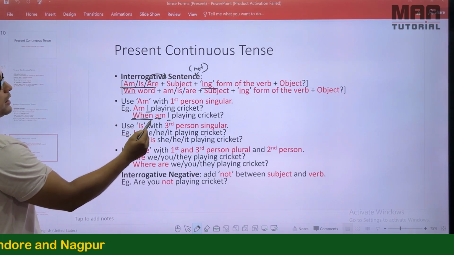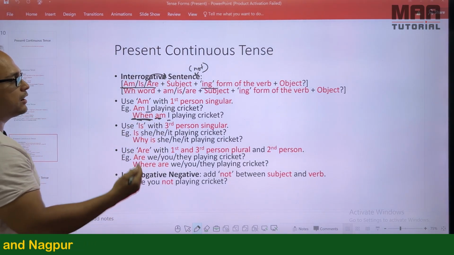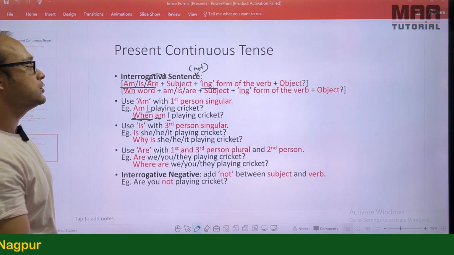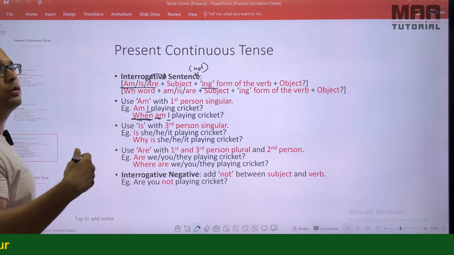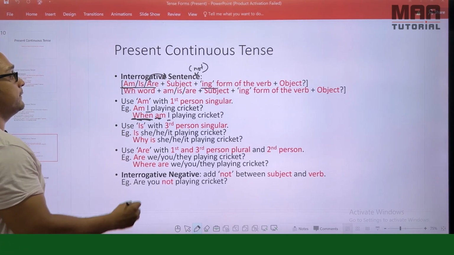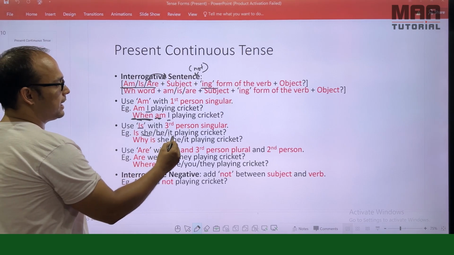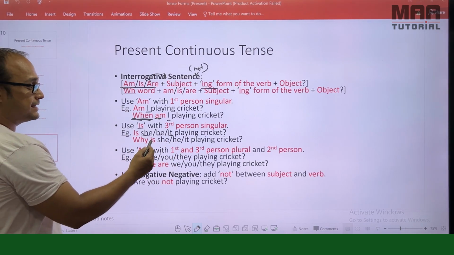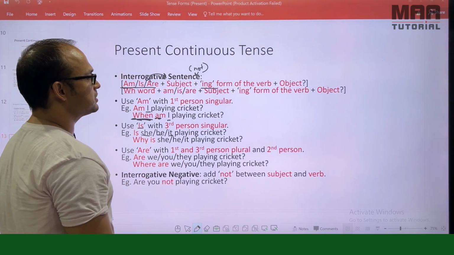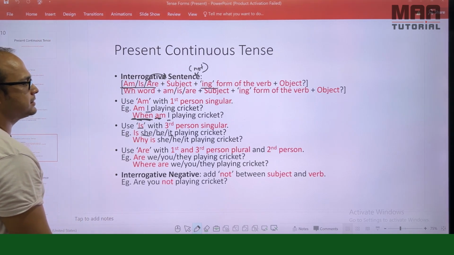You can add a WH word as well. Am I playing cricket? क्या मैं cricket खेल रहा हूँ? When am I playing cricket? मैं cricket कब खेल रहा हूँ? So when adds one more layer to that question and it is asking about the time. We use is with she, he and it. Why is she, he, or it playing cricket? Is she, he, it playing cricket?